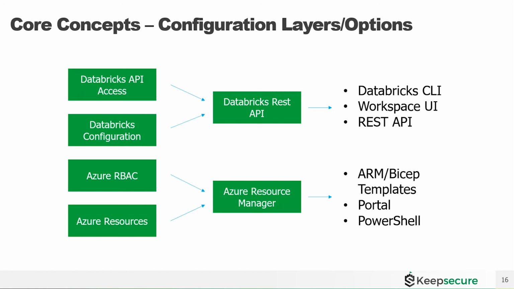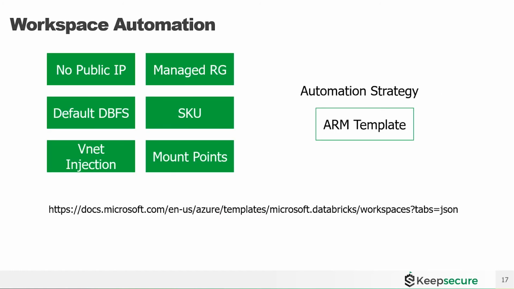So the first automation area we'll talk about is workspace automation. There's a couple of key things that you want to think about here. The first is what's called no public IP. This is a security option configuration that exists in Azure Databricks. Typically, in the default mode, two-way communication is required between the workspace or the control plane and the cluster nodes.